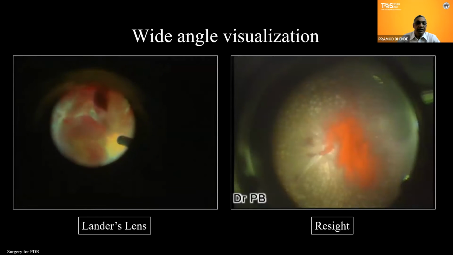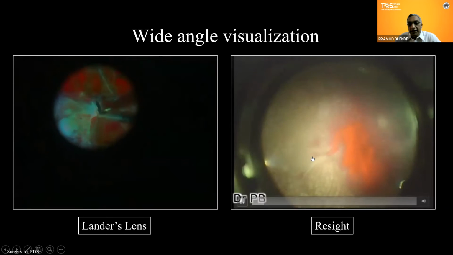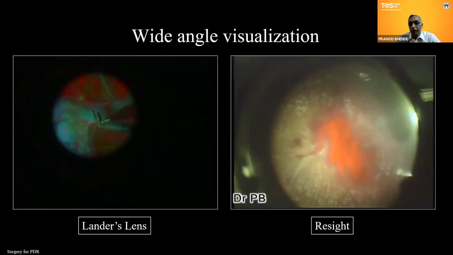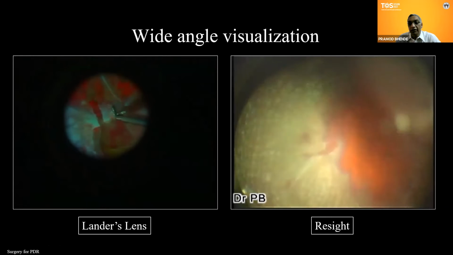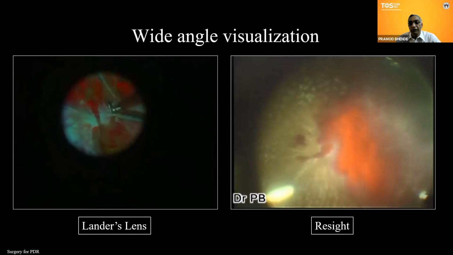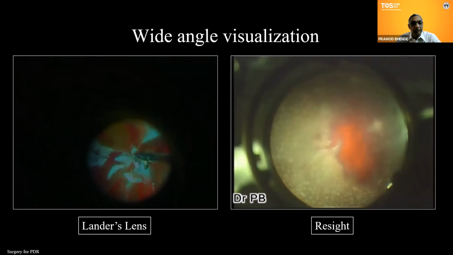This is another comparison between a Landers system and your ReSight. As you see the view, this is showing a segmentation. This is a classical technique. As against that, you see the view with the ReSight; it's really a wonderful depth and a wide view.